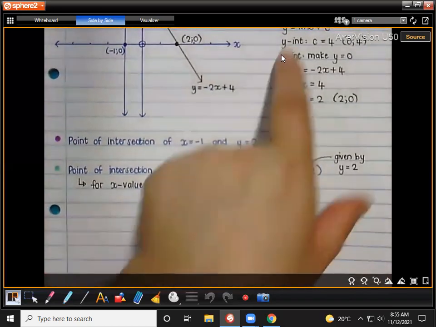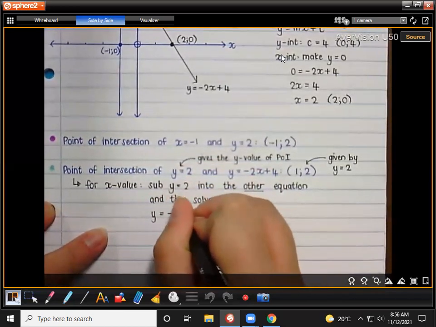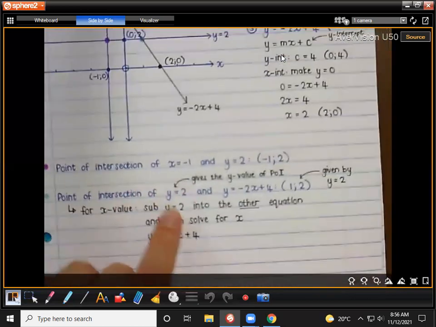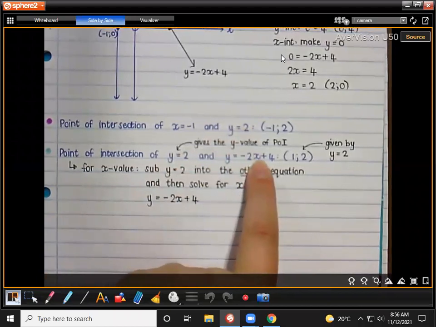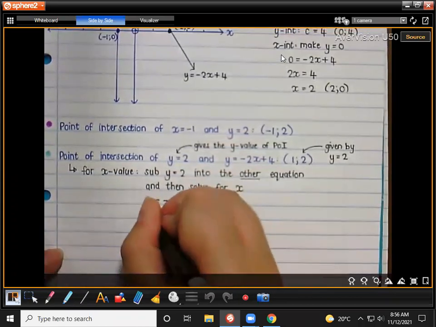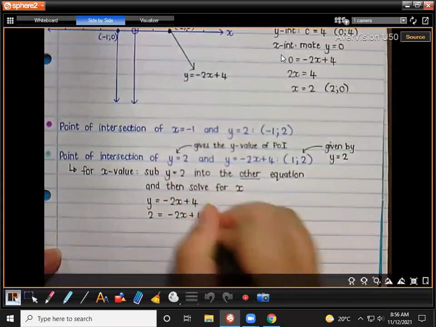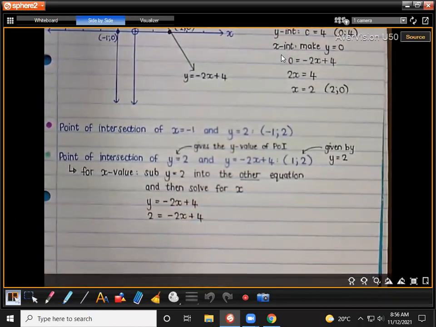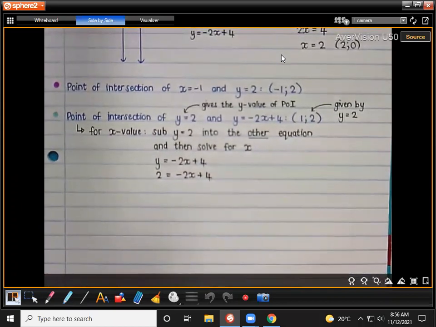So let's do that, guys. In our equation, remember the equation was y equals negative 2x plus 4. So y equals 2, that gives us the y value. Now we must sub that into the other equation. So now instead of y, I'm going to work with 2. So 2 is equal to negative 2x plus 4. Now we must solve for x. And whatever x value we get, that is the x value of our point of intersection.